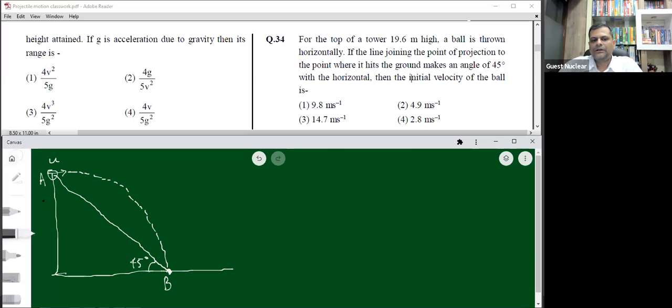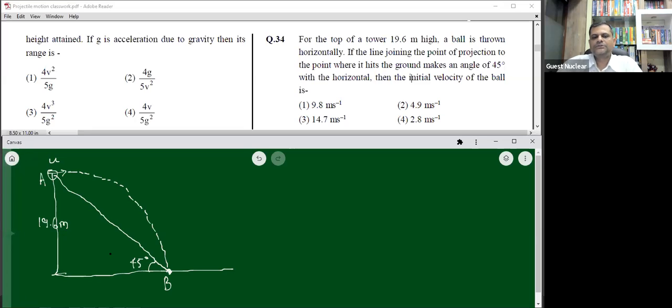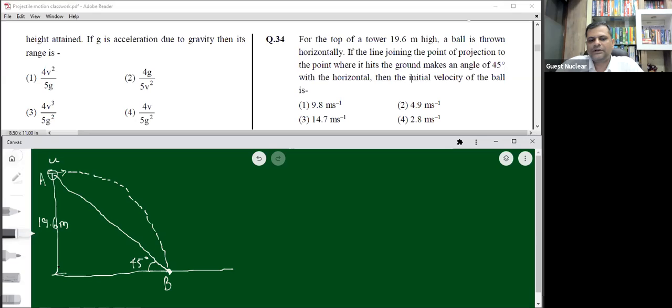ओके, और हाइट जो है इस टावर का तो वो तो दिया हुआ है ऑलरेडी 19.6 मीटर, राइट. So since this angle is 45, this is already 90, this must be 45, and since this is a 45-45-90 triangle, the sides opposite to 45 degree, मतलब ये side और ये side, they have to be equal, and hence we can say that this side, this range here is also going to be 19.6 meter only. So the height is also 19.6 and range is also 19.6. Okay, and already we have derived the relationship between these two.